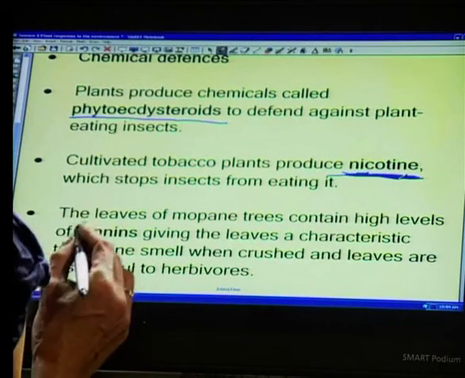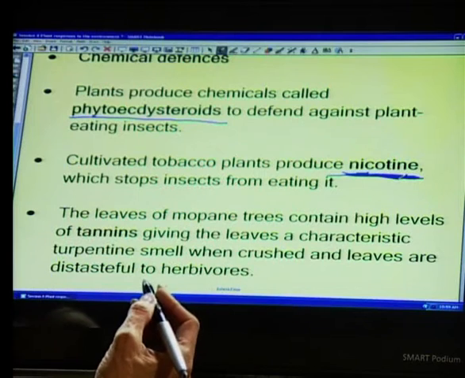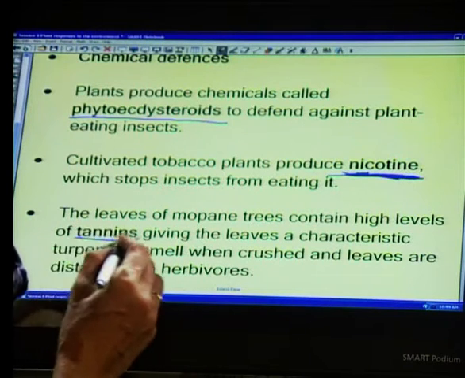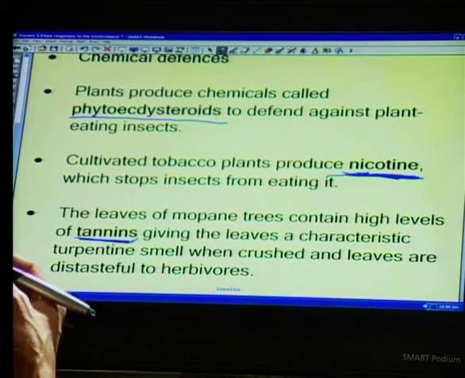It makes it bitter. And then the leaves of the mapani trees contain high levels of tannins, giving the leaves a characteristic taste. If you rub mapani leaves, and the people in the Limpopo province will be able to tell you this, they've always got mapani leaves there, and also high up in Mpumalanga. And you take those mapani leaves and you rub them.